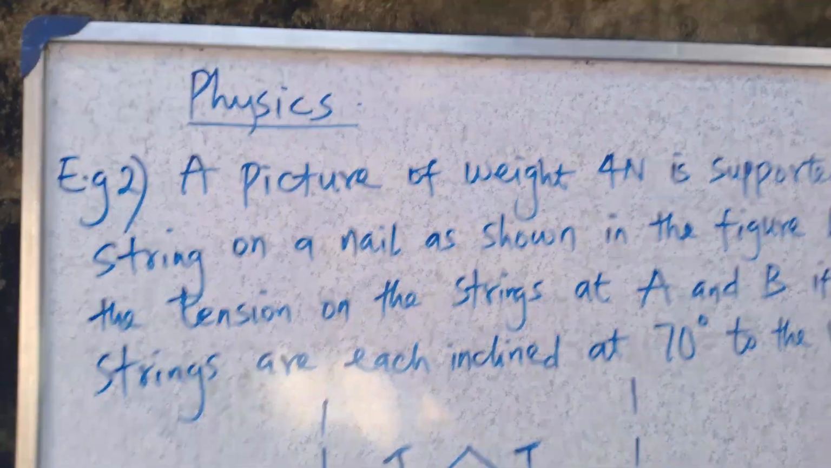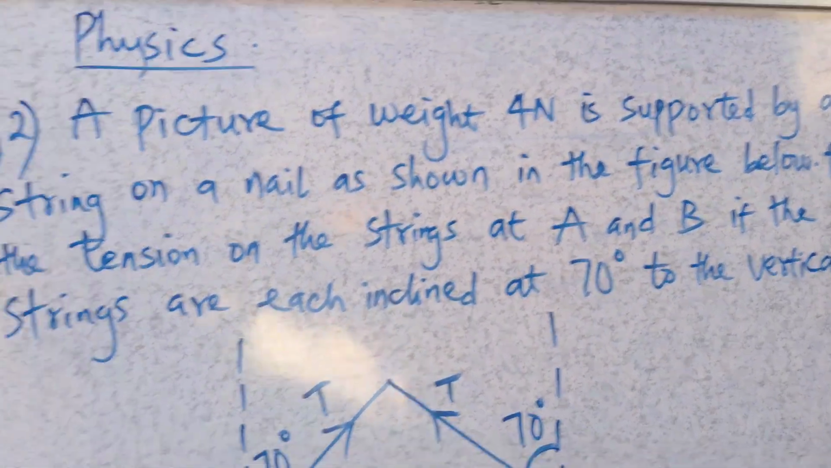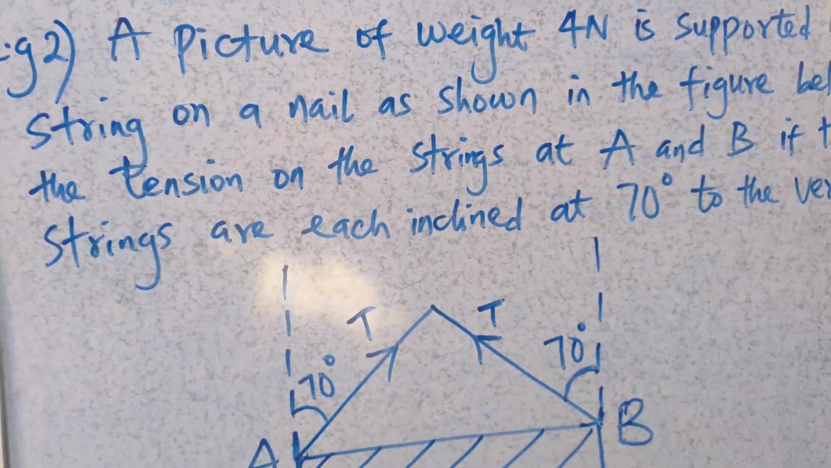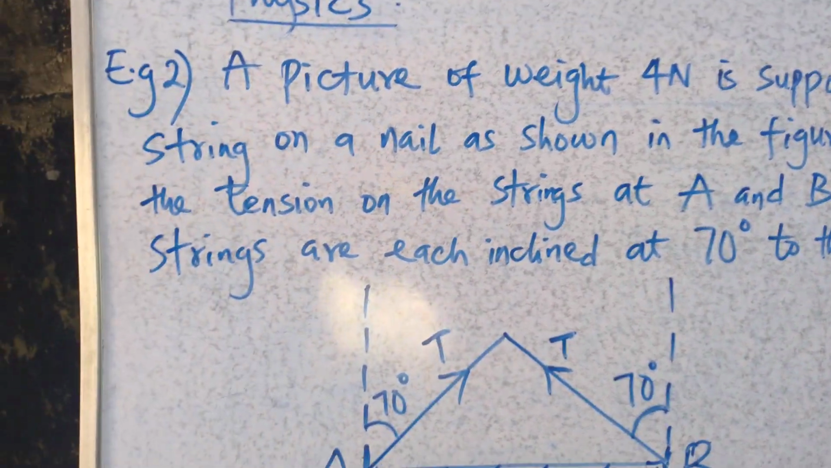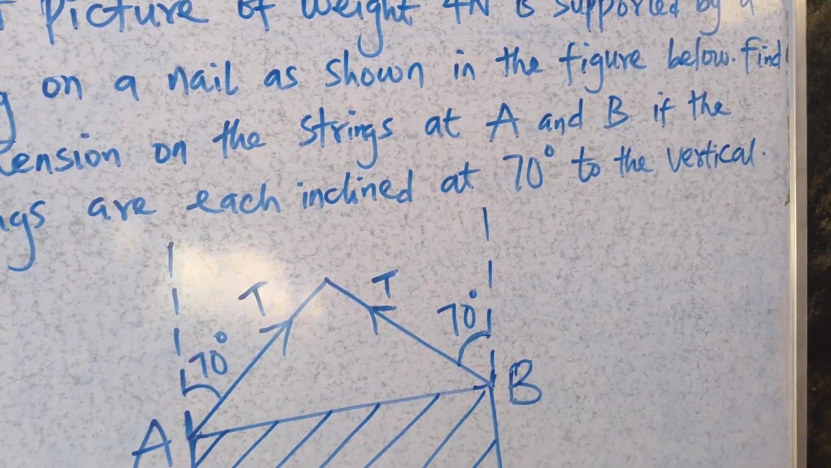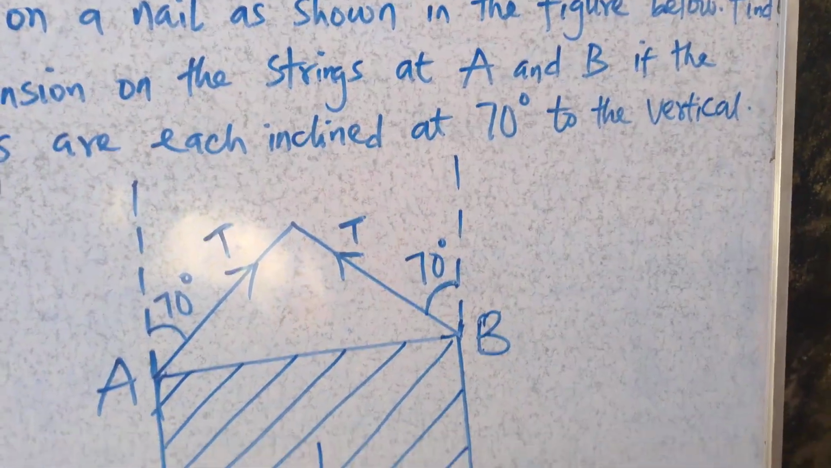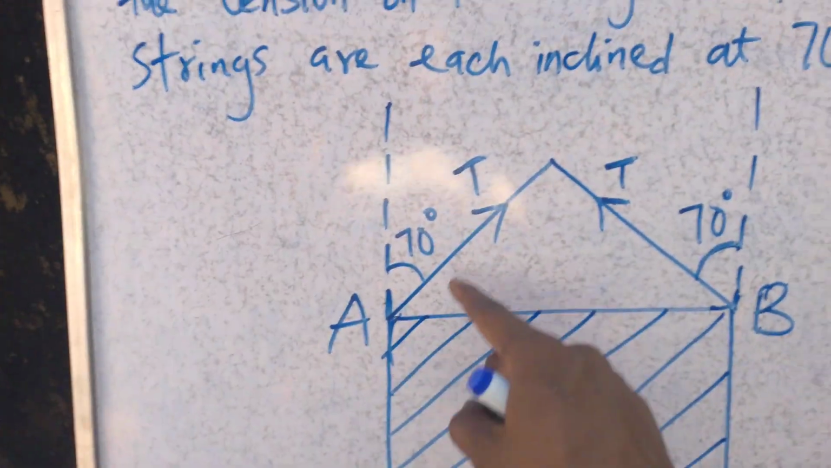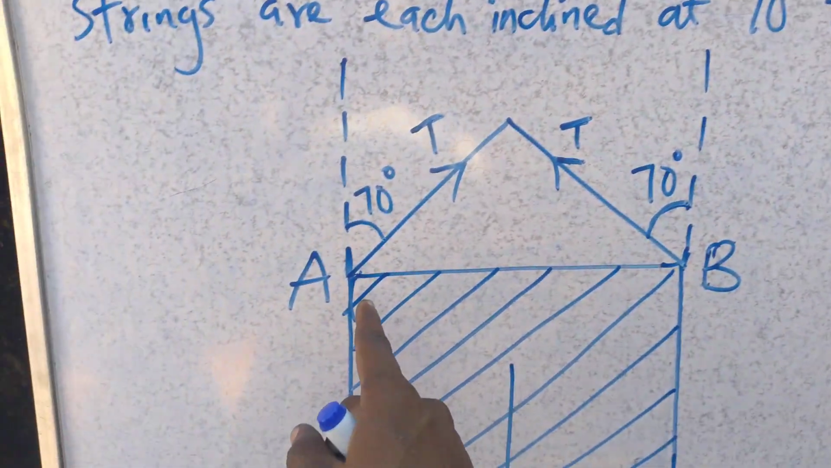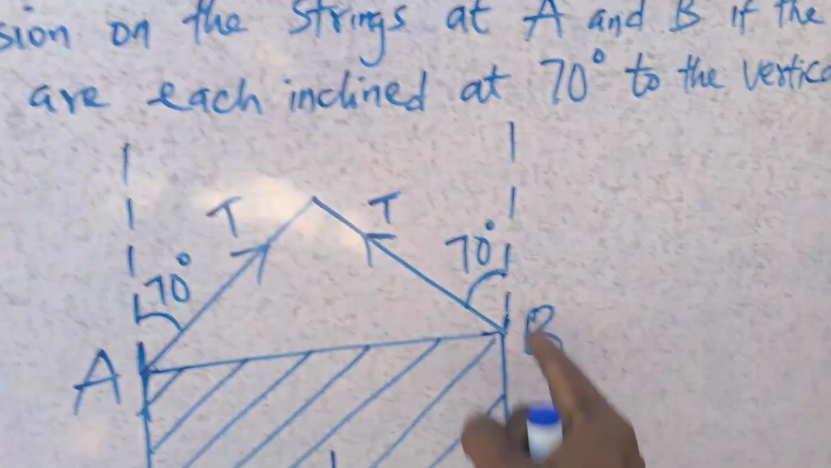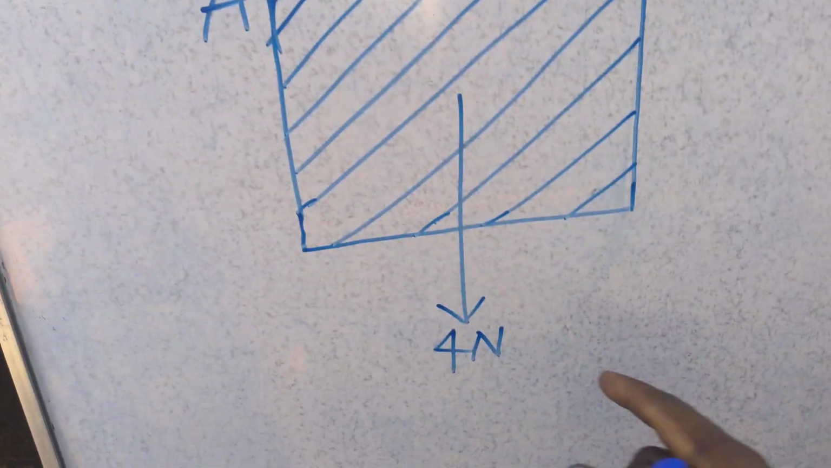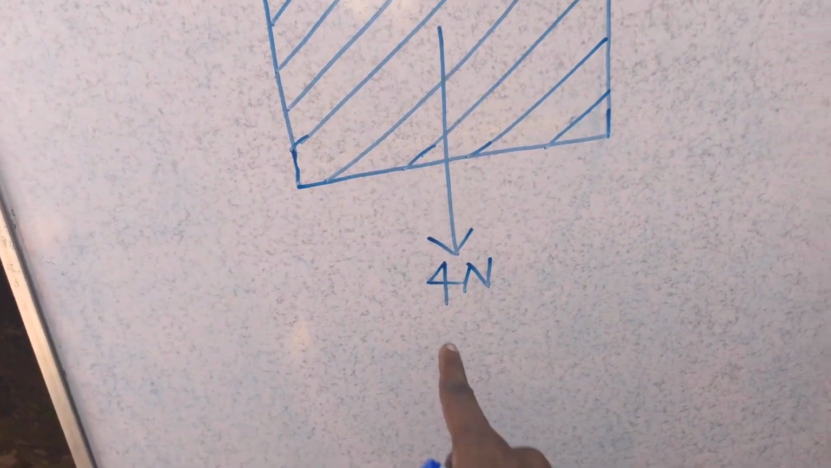The question says the picture of weight 4 Newton is supported by a string on a nail as shown in the figure below. Find the tension on the strings at A and B if the strings are each inclined at 70 degrees to the vertical. So these are the strings inclined at 70 degrees to the vertical, and the weight of this picture is 4 Newton.